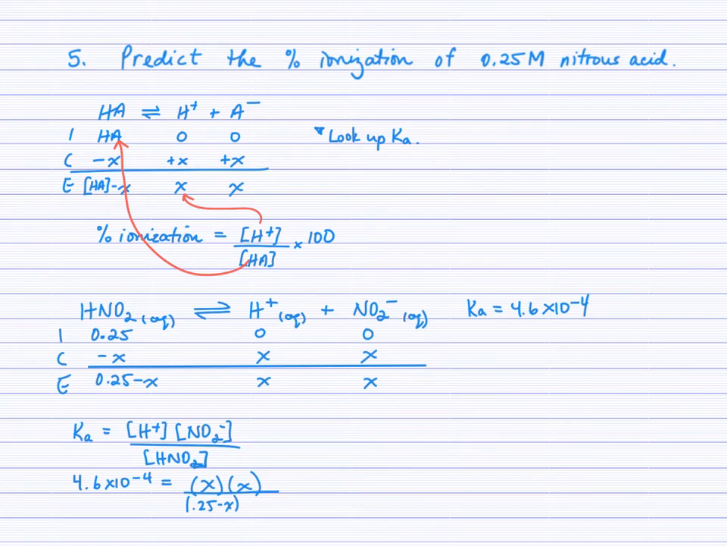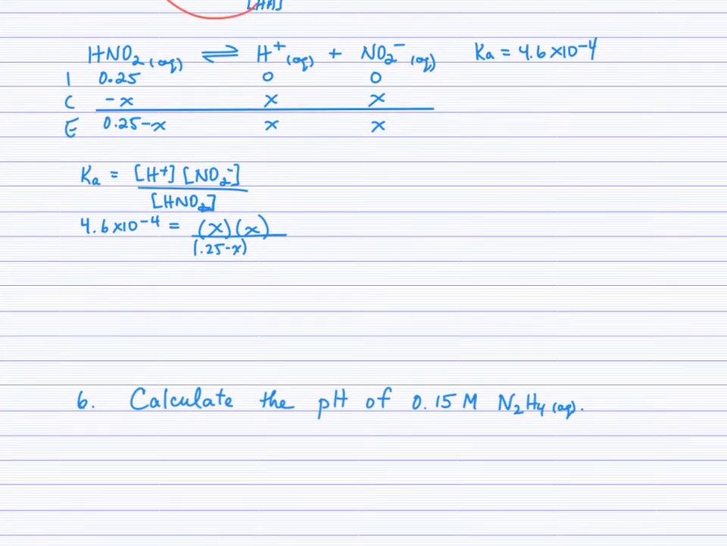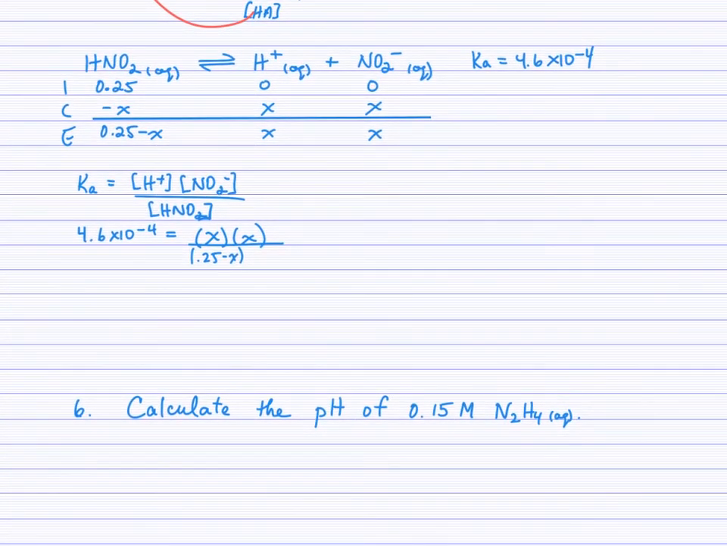Okay, so I have set up the ice table here using Arrhenius theory, looked up the Ka value, found from the question 0.25 moles per liter, and realized that that was ionizing to some small percent, which I subtracted here. 0 and 0 plus X gives me my equilibrium concentration expressions. And now I need to solve for X.